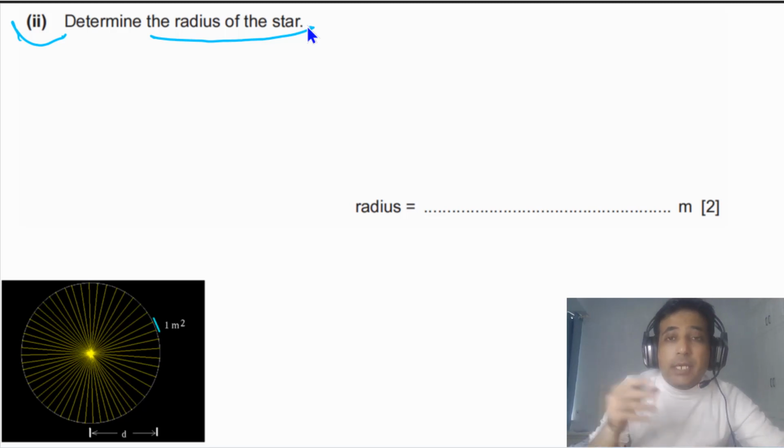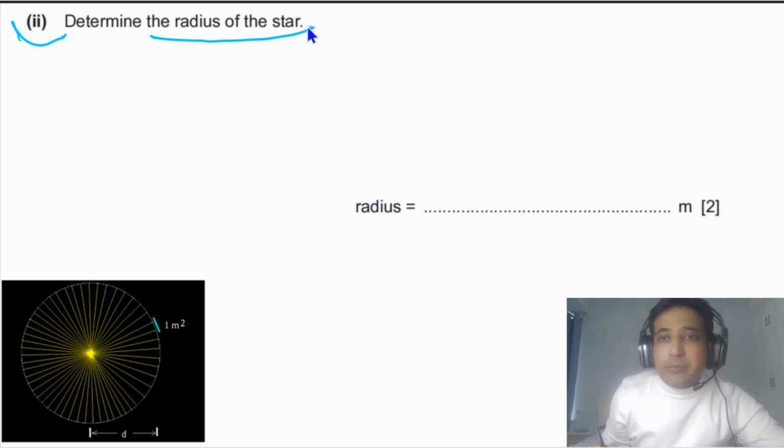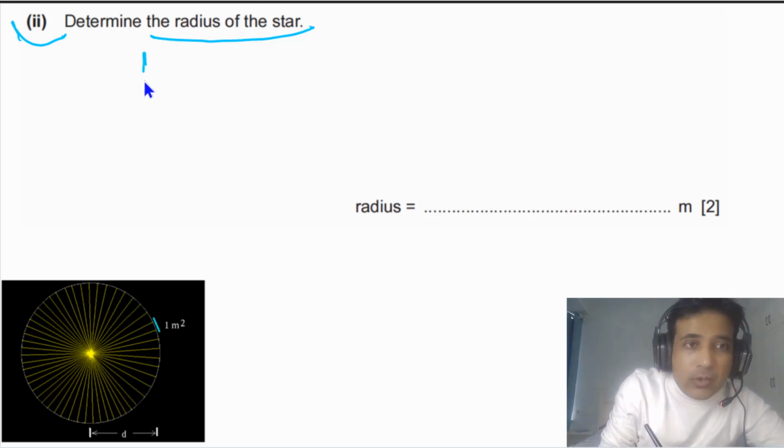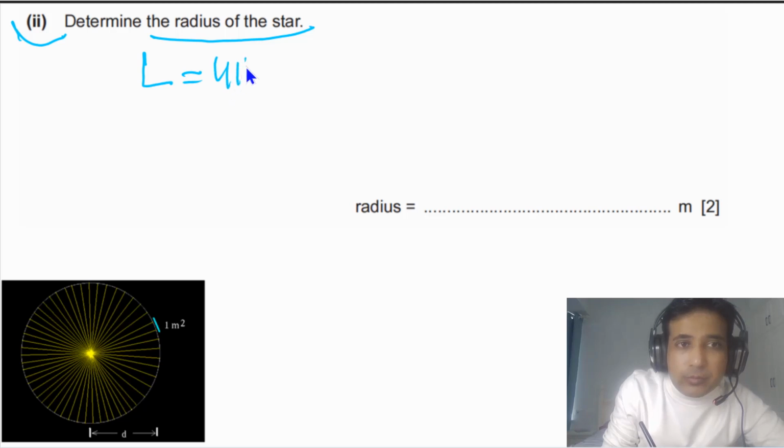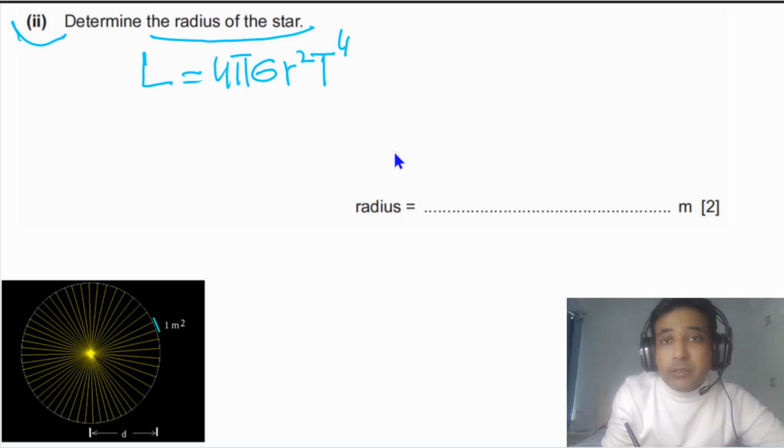So for this purpose, simply we have to use the Stefan-Boltzmann law. According to the Stefan-Boltzmann law, luminosity is equal to 4 pi sigma, this is the Boltzmann constant, times r squared, this is the radius of the star, times T to the power of 4. And this is thermodynamic temperature, meaning temperature has to be in kelvins. Now simply we need to find out the value of R. We can plug in values and we can find out the value of R. Otherwise you can also rearrange this one.